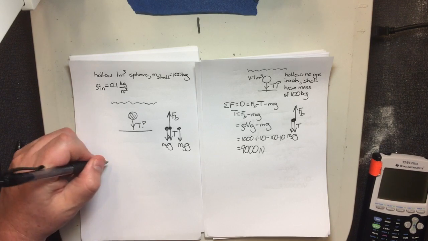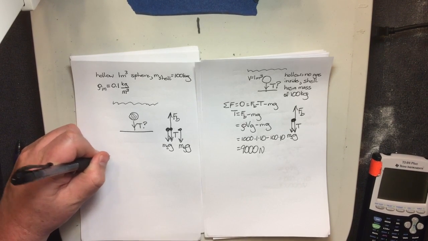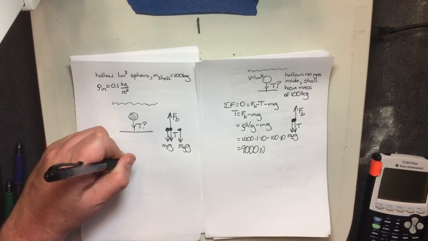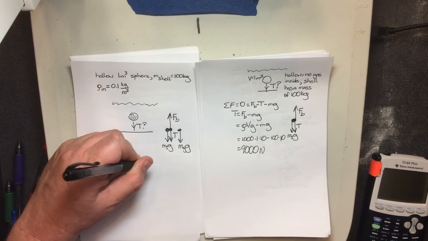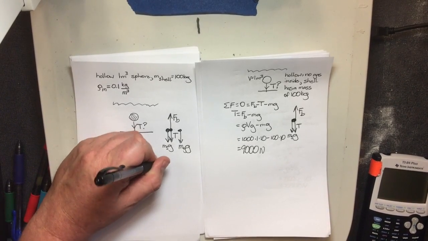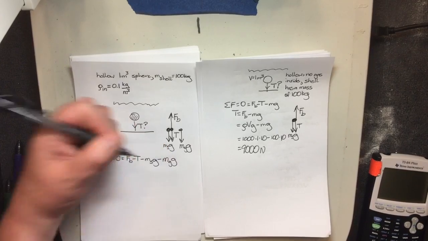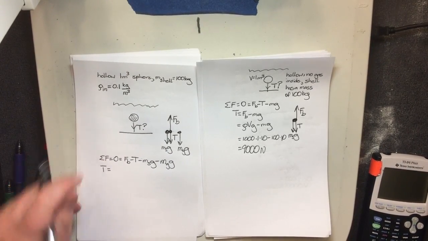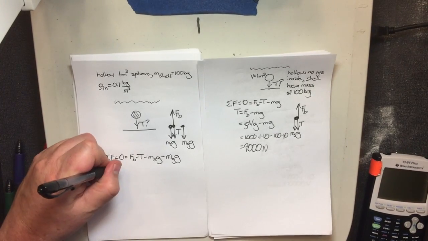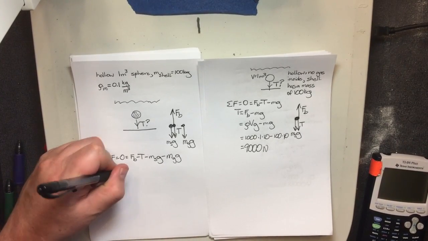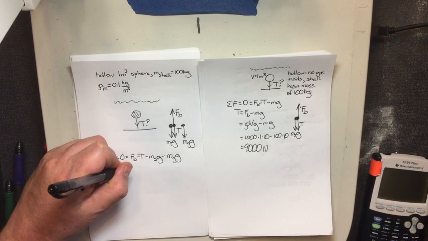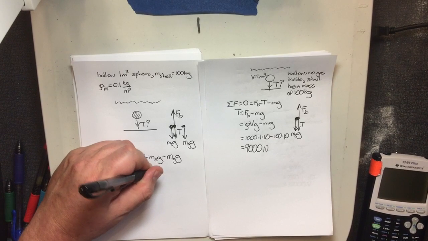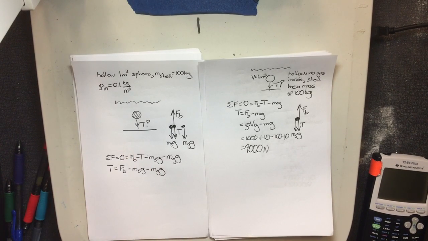Well, let's figure this out. Sum of the forces is equal to 0, which is equal to buoyant force minus tension minus mass of the shell times gravity minus mass of the gas times gravity. So the tension is equal to buoyant force minus this minus that.